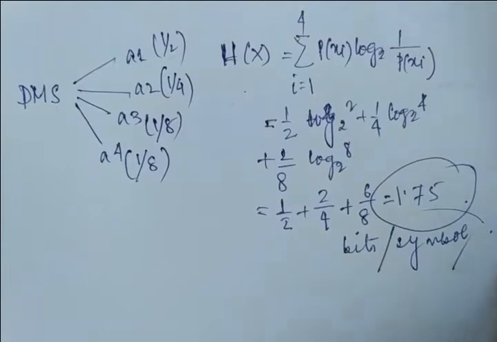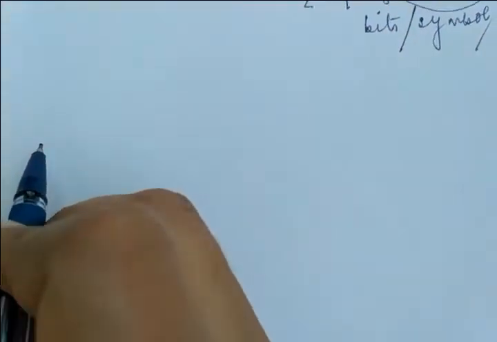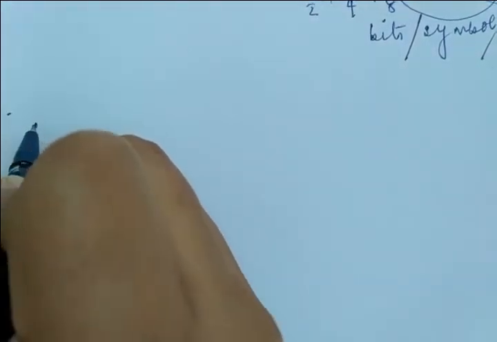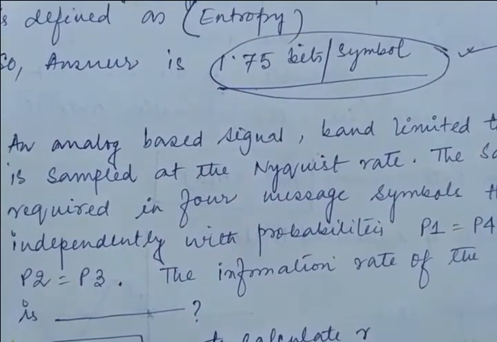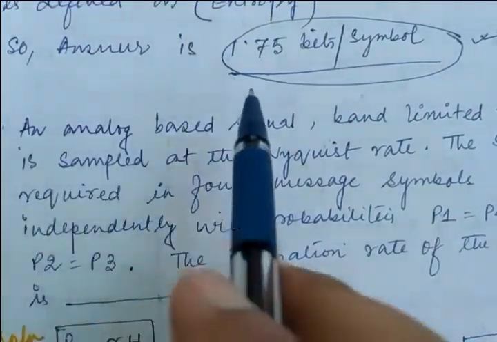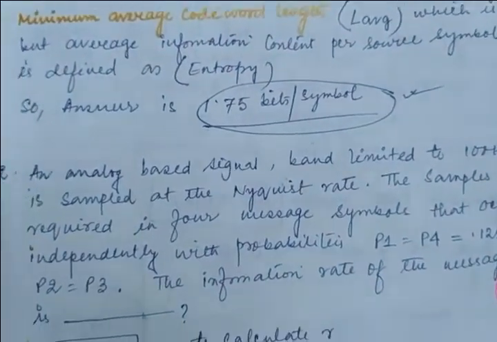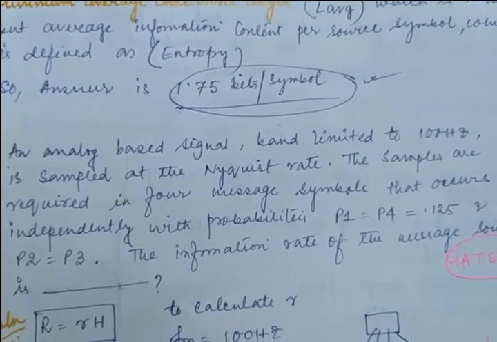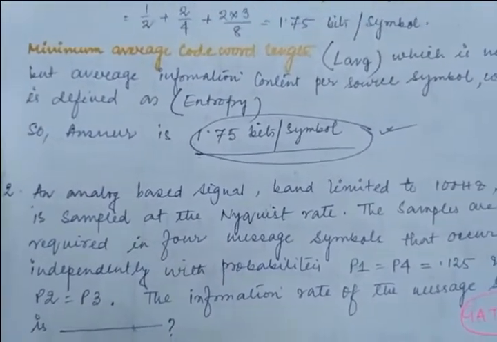Coming to my next problem, it's a very interesting problem. You see question number 2 first. An analog based signal band limited to 100 hertz. So the maximum frequency, Fm equal to 100 hertz, right? It's sampled at the Nyquist rate.